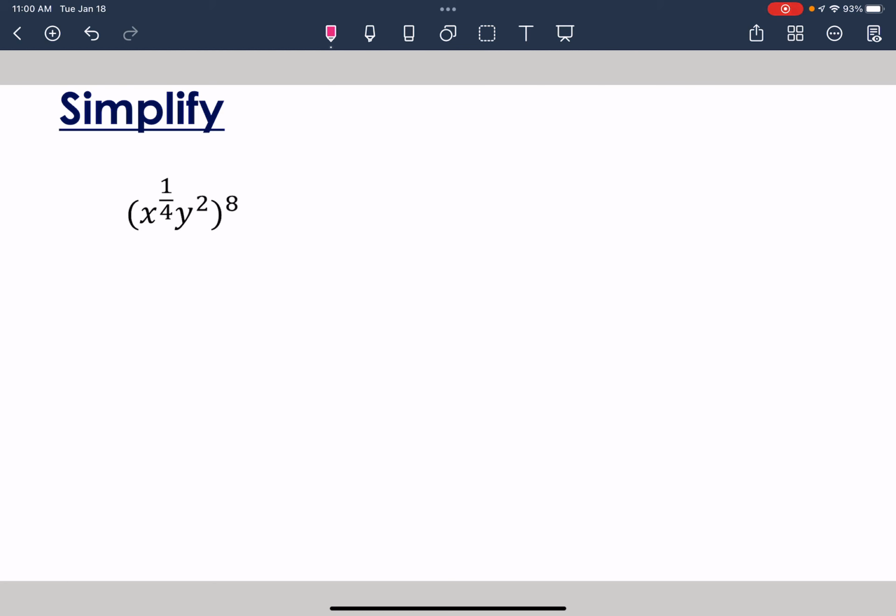Now let's simplify this one. This is another product of powers rule. So this 8 is going to go to everything on the inside. The unique thing here is I have a rational exponent. That's an x to the 1/4 times 8 times y squared times 8, because my exponent goes to everything on the inside. X to the 1/4 times 8, I do my rules just like I normally do.